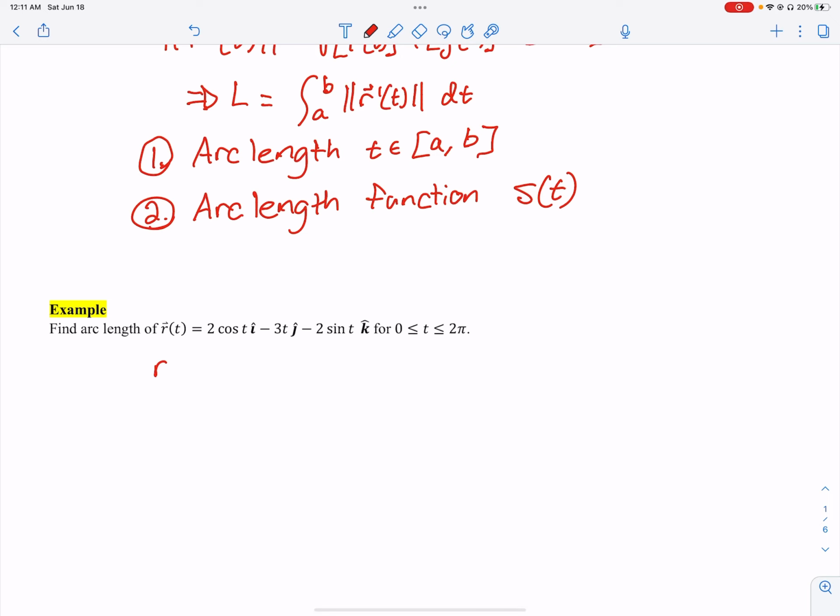All right, let's get an example of this arc length under our belt. Instead of thinking of each component, we can just think of taking the derivative. So that's negative 2 sine t i, minus 3 j, and then minus 2 cosine t k. And then we just take its magnitude.